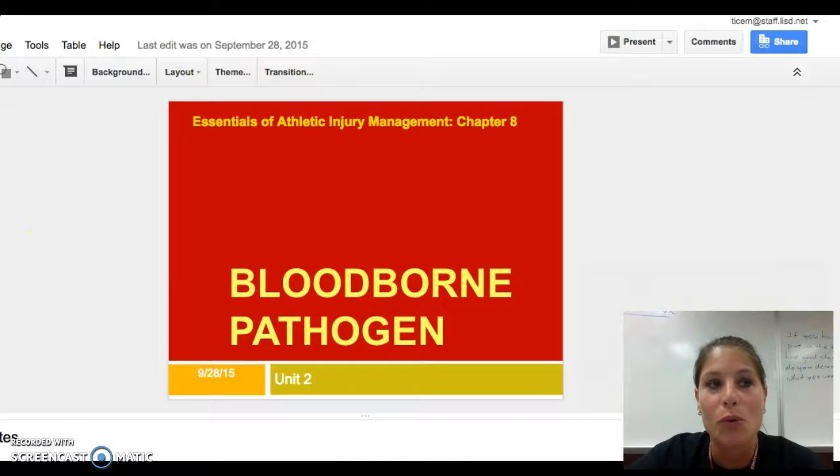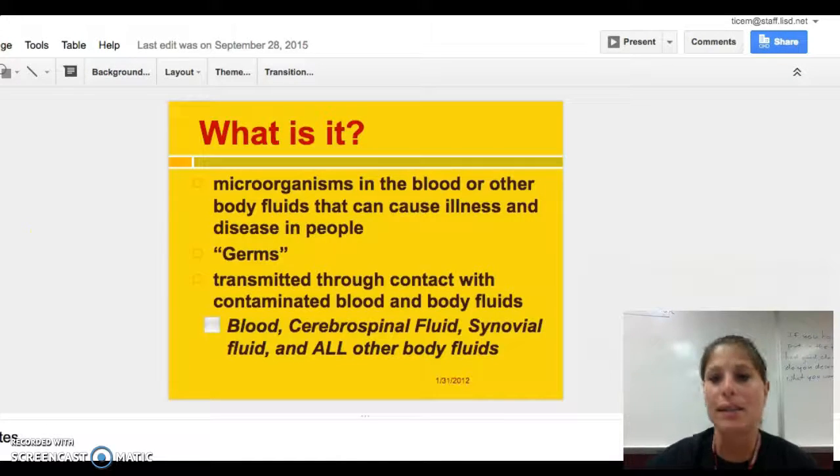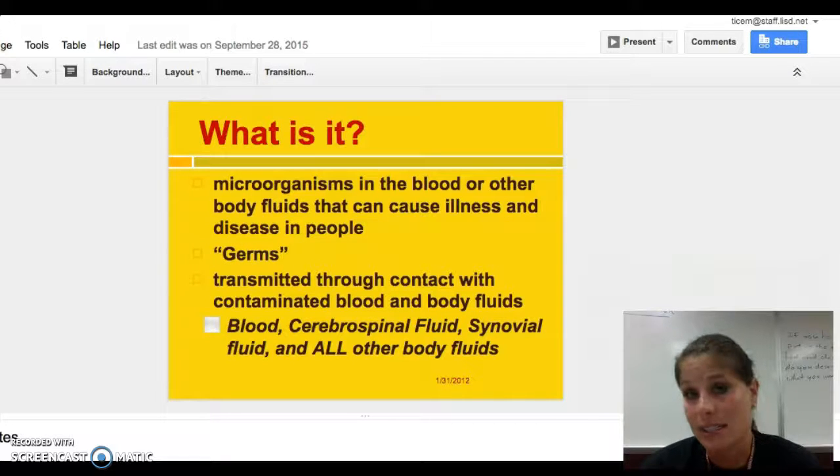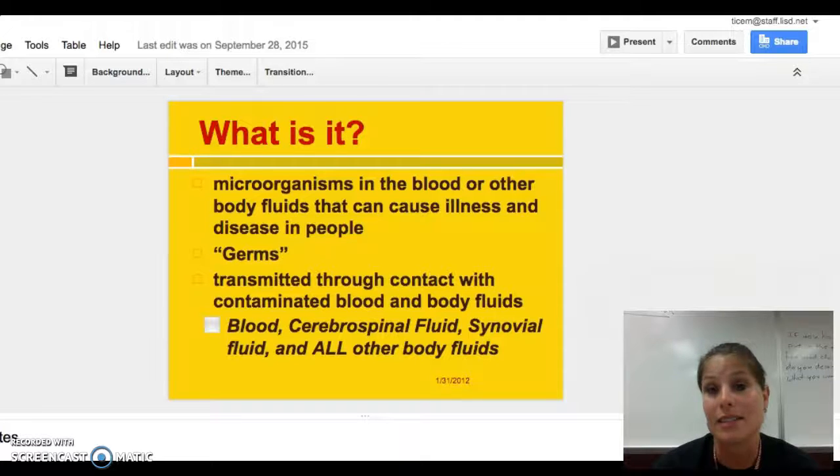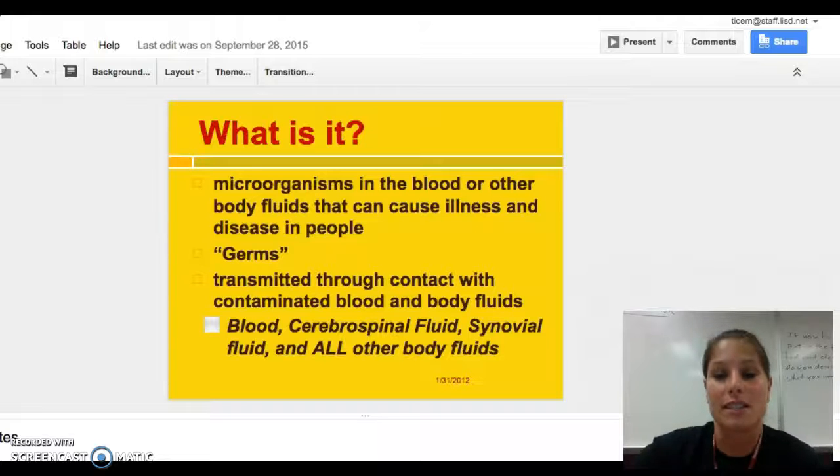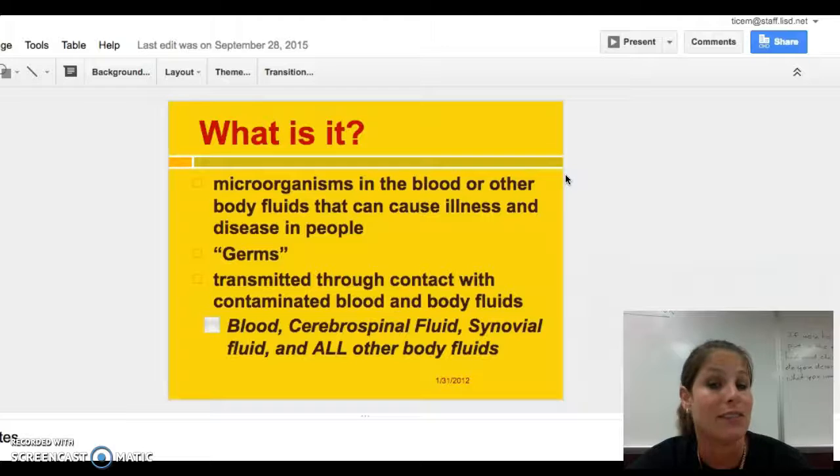started. So a bloodborne pathogen is basically what we consider a disease or a germ that we find in our blood, okay? And it can be found in other types of fluids as well. But basically this is a germ that can get passed from one person to another, and it can be something as simple as passing on the flu virus, or it can be something as deadly as passing on HIV. Okay, so basically I want you guys to consider this. This is a germ, that microorganism that is found in the blood, okay, and it can cause disease and cause illness and even death, okay.